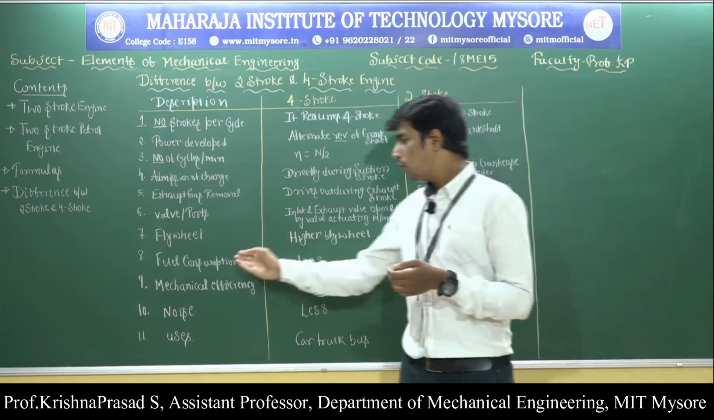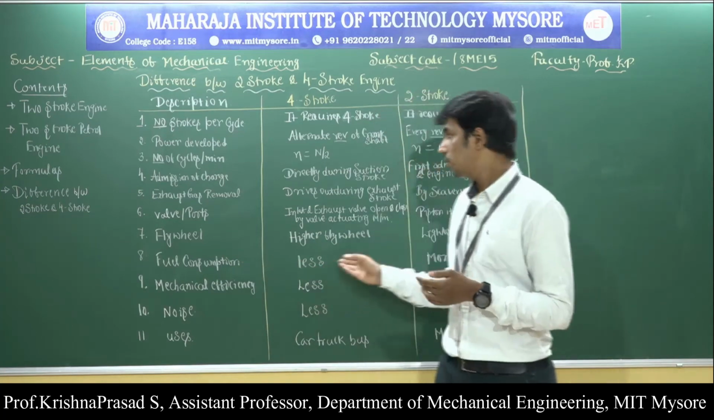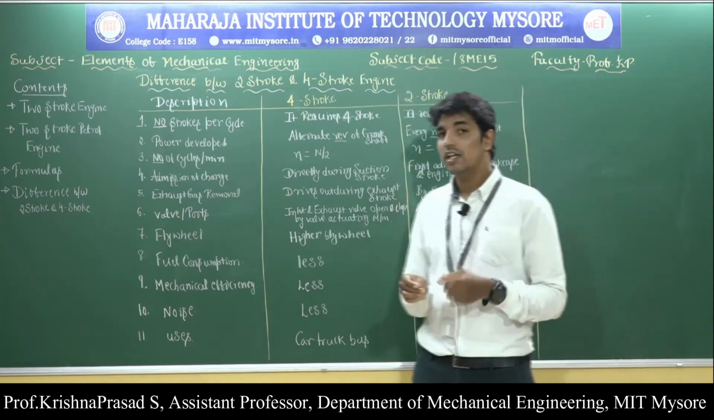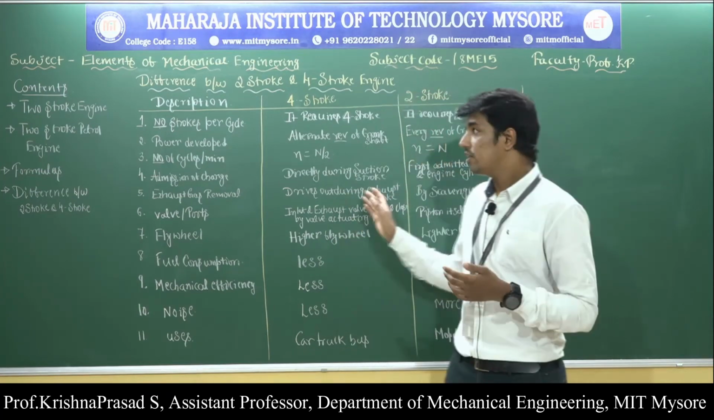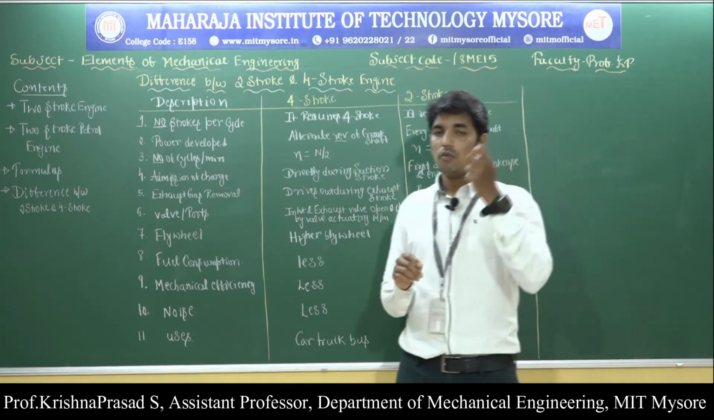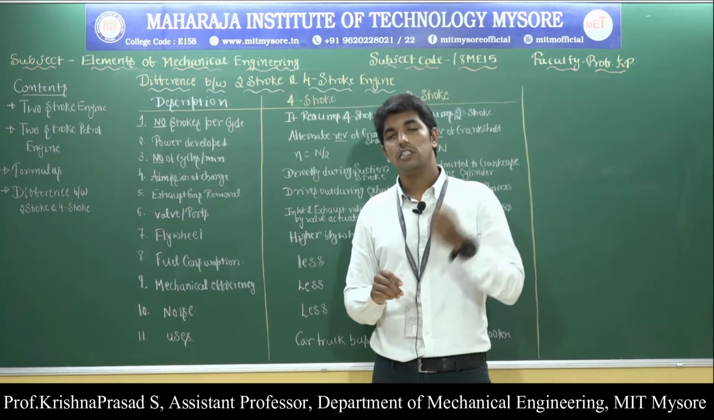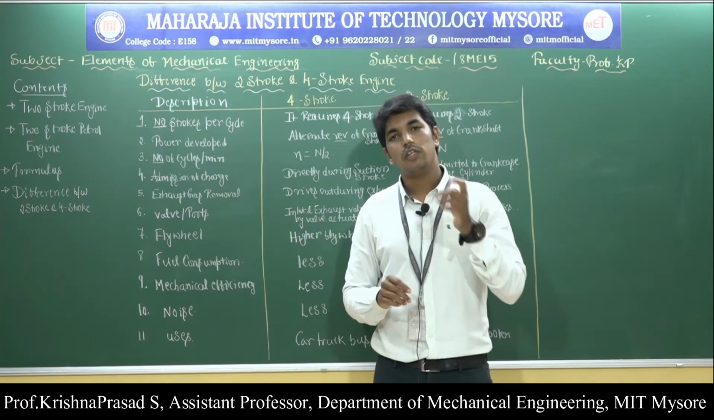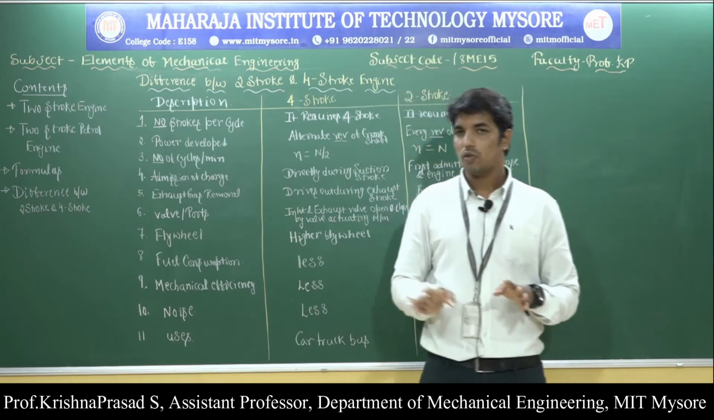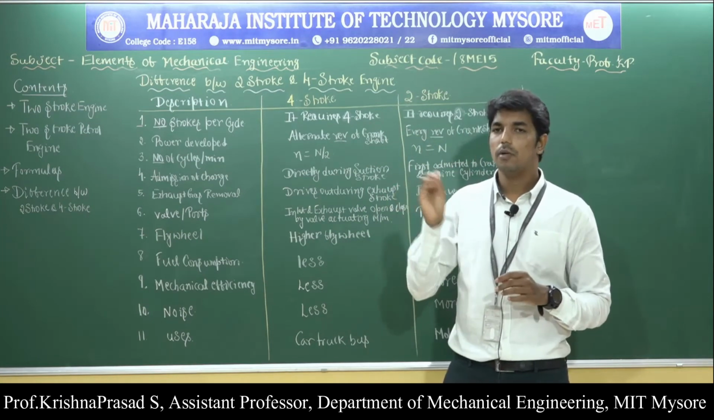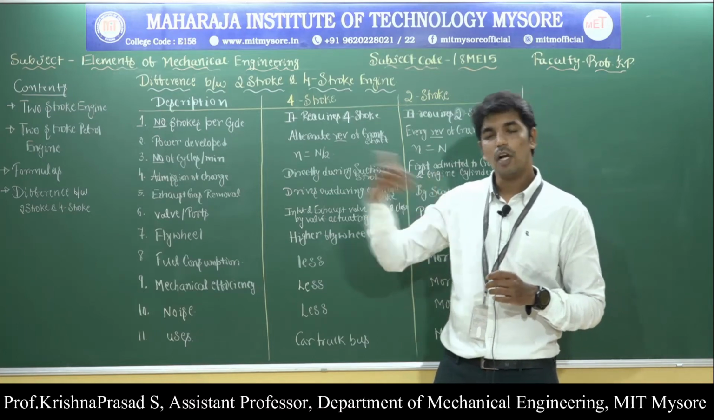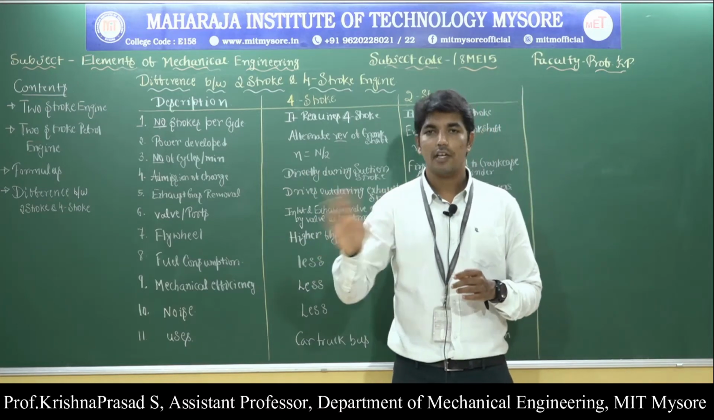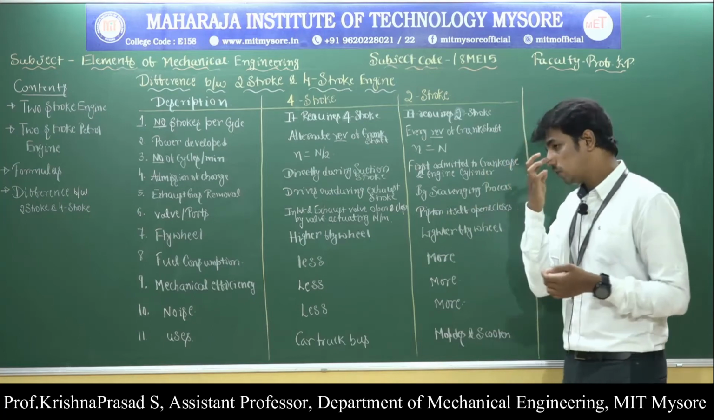Then fuel consumption. Fuel consumption in case of the four-stroke engine is less compared to the two-stroke engine. Why? Because in the four-stroke engine, the fresh incoming charge enters the engine cylinder through the inlet valve during the suction stroke. Then power is developed in the power stroke. Then whatever burnt gases are present inside the combustion chamber are expelled into the atmosphere during the exhaust stroke. But what happens in case of the two-stroke engine?